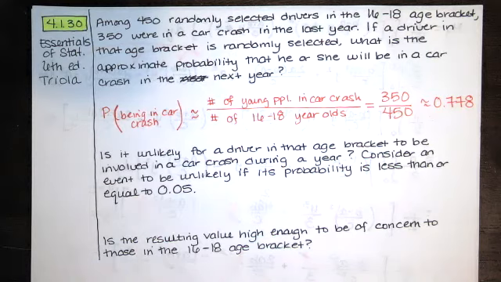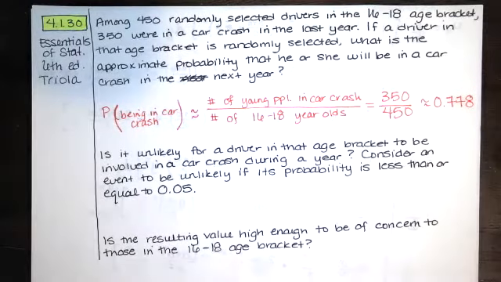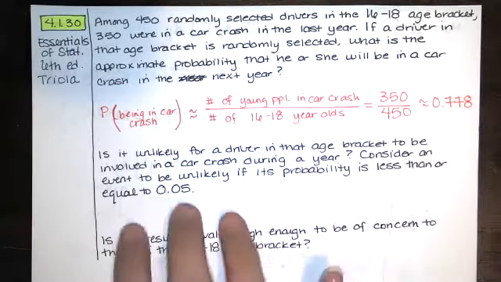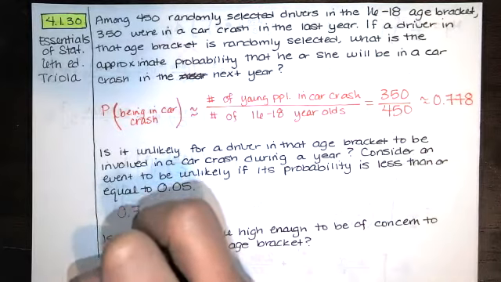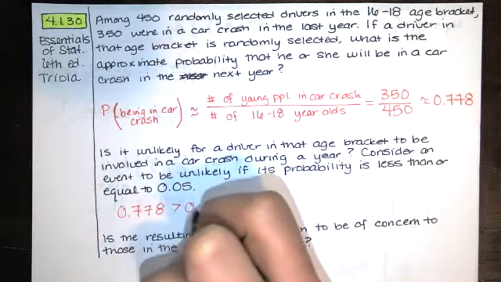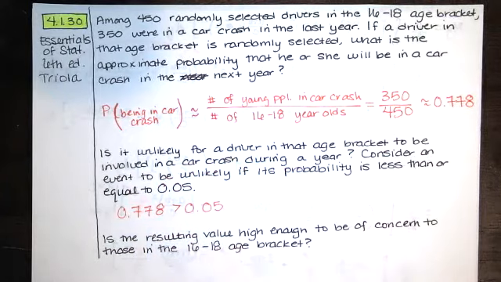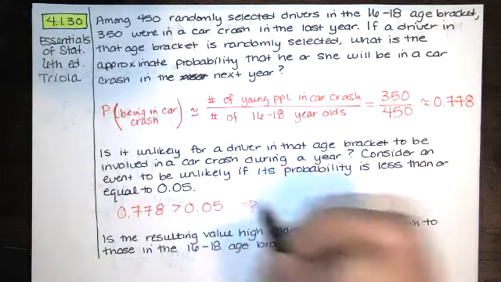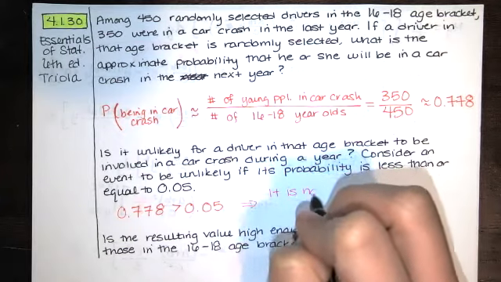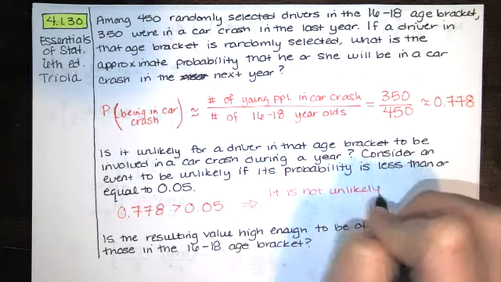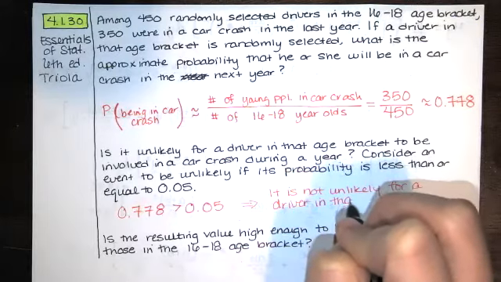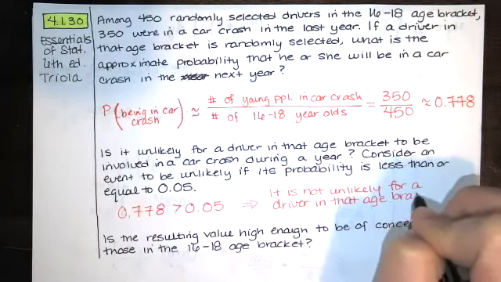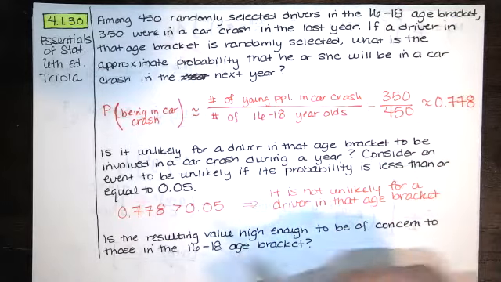Then the second part of the question says, is it likely for a driver in that age bracket to be involved in a car crash during that year? It says, consider the event to be unlikely if its probability is less than or equal to 0.05. So that probability is 0.778 approximately. And that's definitely greater than 0.05. It's not less than or equal to 0.05. So that implies that it is not unlikely for a driver in that age bracket to be involved in a car crash within the next year.